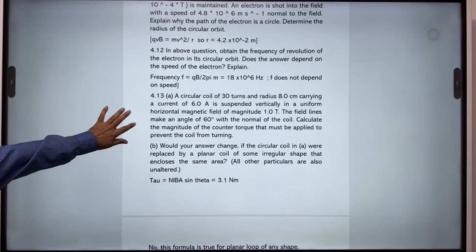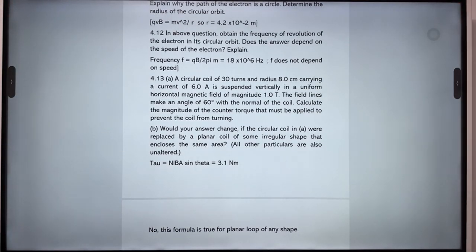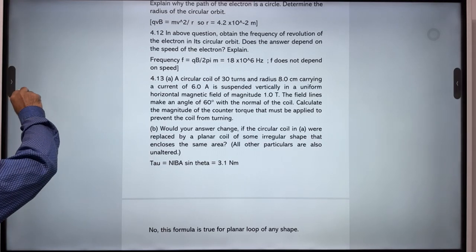Now, let's see the next question. Next question says, a circular coil of 30 turns and radius 8 centimeter carrying a current of 6 ampere is suspended vertically in a uniform horizontal magnetic field of magnitude 1 Tesla. The field lines make an angle of 60 degrees with the normal of the coil. Calculate the magnitude of the counter torque that must be applied to prevent the coil from turning. So normal torque equals counter torque.